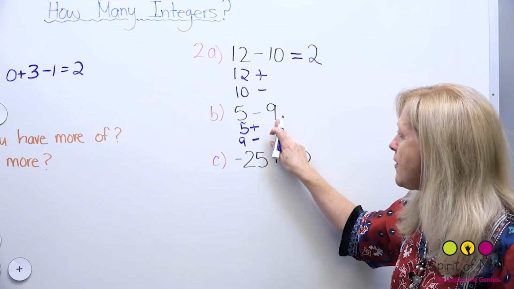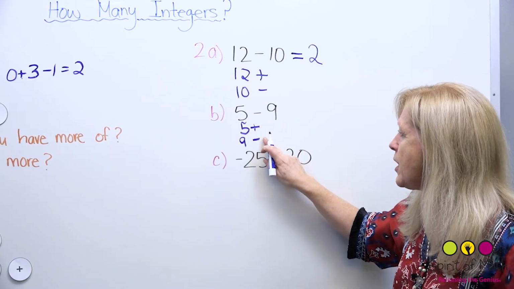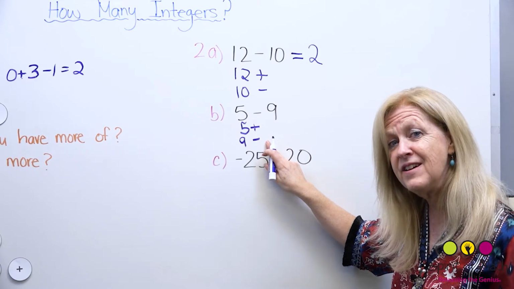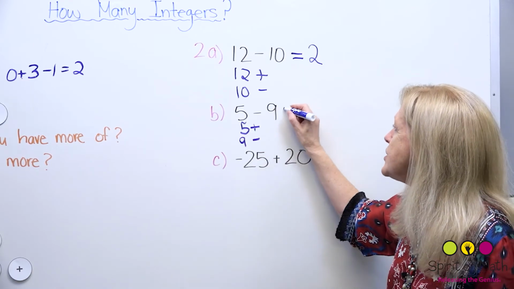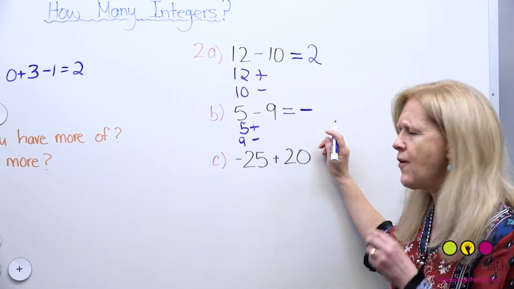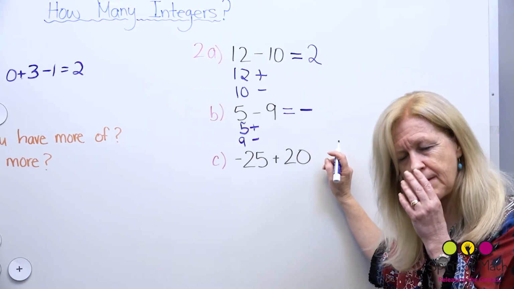Now, do you have more positives or do you have more negatives? Did you say you have more negatives? Very good. So, the answer is negative. Now, how many more negatives?